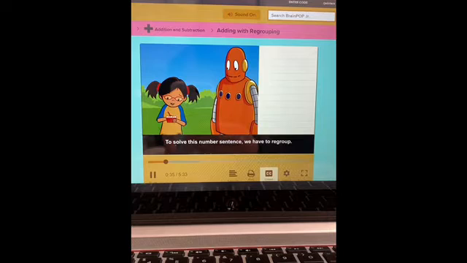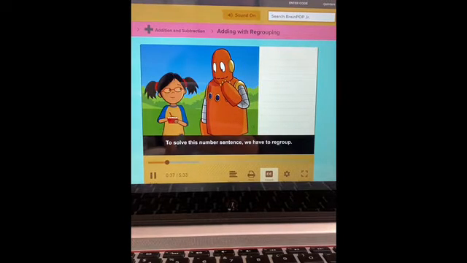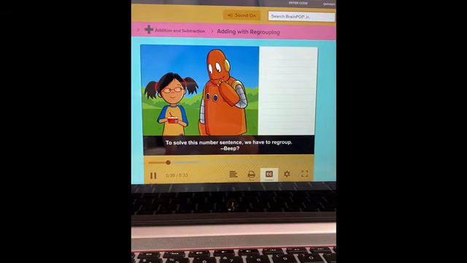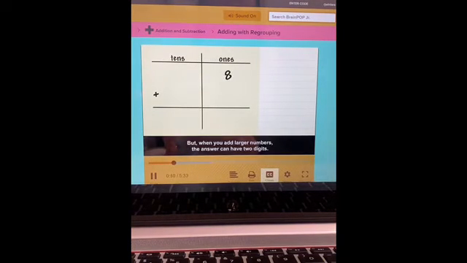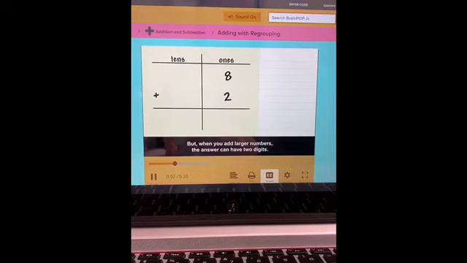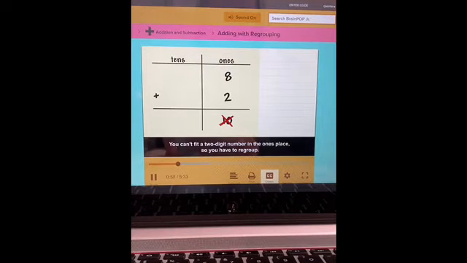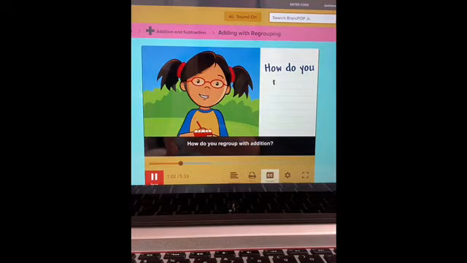To solve this number sentence, we have to regroup. Sometimes when you add small numbers, the answer is a 1-digit number. But when you add larger numbers, the answer can have 2 digits. You can't fit a 2-digit number in the ones place, so you have to regroup. How do you regroup with addition?